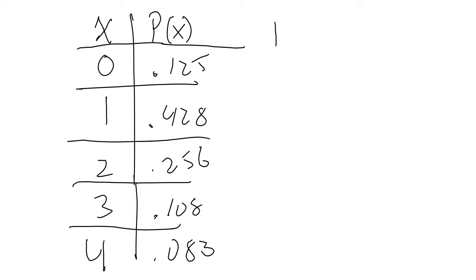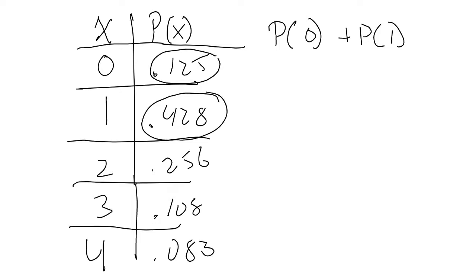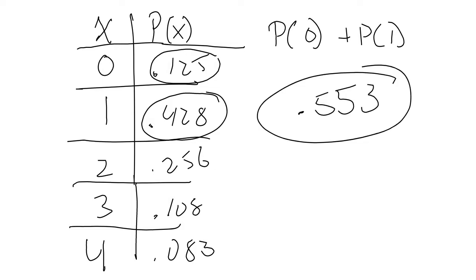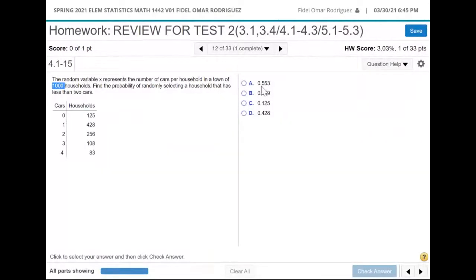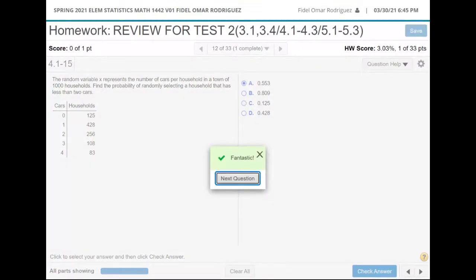So when it's asking me to find the probability that I have less than 2 cars, I'm just going to take this number here and this number here and add them together. So if I take on my calculator 0.125 plus 0.428, I'm coming up with 0.553, and that should be my answer. So when I come back to my particular problem, the answer I'm looking for is 0.553, and that's going to be my choice A, and I'm just going to hit check my answer, and I'm done, right?